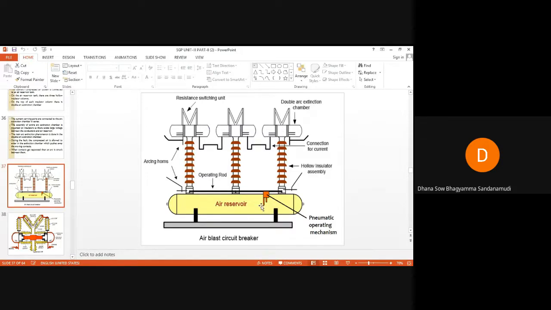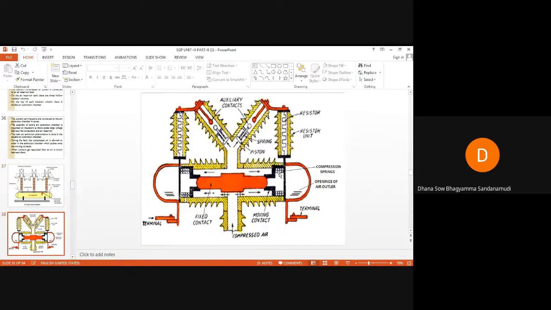Each arc extinction chamber consists of two fixed contacts and two moving contacts. In each extinction chamber, 2 arcs will start: 2 plus 2 plus 2, a total of 6 arcs. The moving contact's open or closed position depends on the air pressure and spring pressure. If you observe this double arc extinction chamber, the compression springs are there. These are the compression springs.